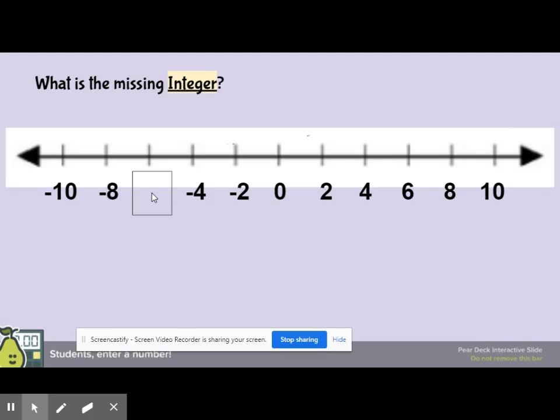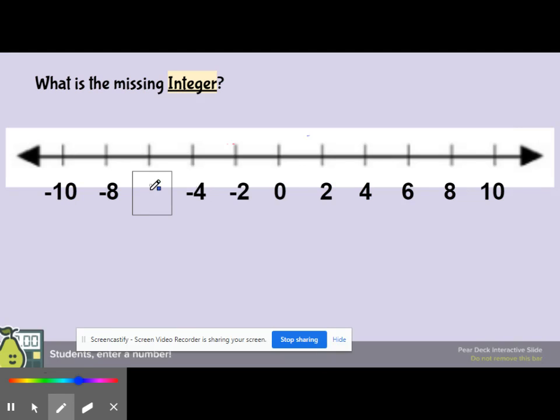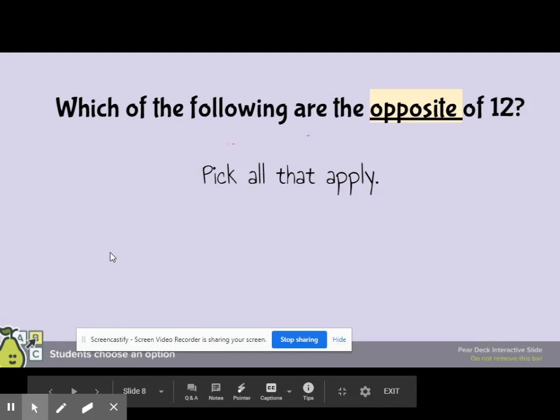Be careful of the scale. Every tick mark is counting up by 2s. 2, 4, 6, 8, 10. So when I go backwards, 2, 4, that should be a 6. But since it's to the left of 0, it should be a negative. So if you got negative 6, you're perfect. Okay, negative 6 is perfect. Let's go to the next slide.